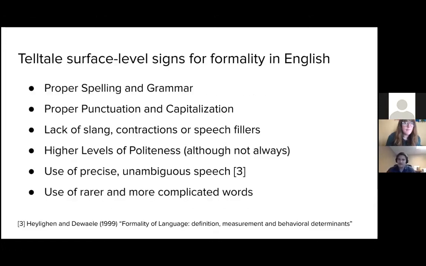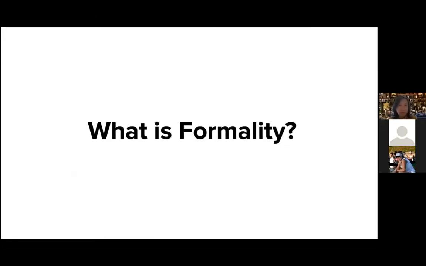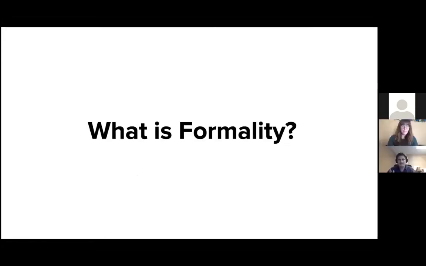Well, we can see a couple of surface level signs for formality in English. So, you know, proper spelling, proper punctuation, use of precise speech, higher levels of politeness, but these aren't really all that satisfying, you know? These show us the surface level symptoms, but we want to know what the cause is, right? What actually is formality? It's not contractions, it's why do we use the contractions?